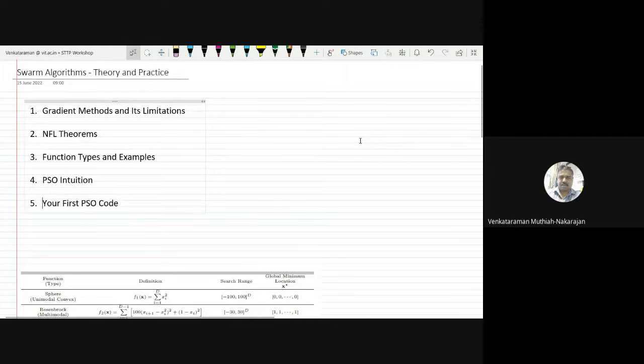Yes, sir. Okay. So today's talk is on swarm algorithms theory and practice, and the outline of the talk is based on these 5 points. This is just the overall outline, but we will be going deep into that. We will first see gradient methods and its limitations, then NFL theorems, then function types and examples, PSO intuition, and we will type in the first PSO code today.